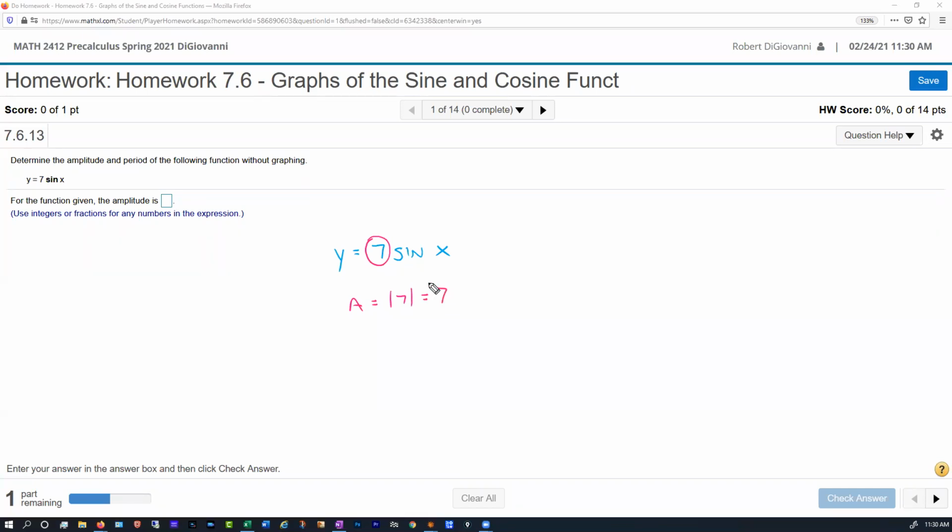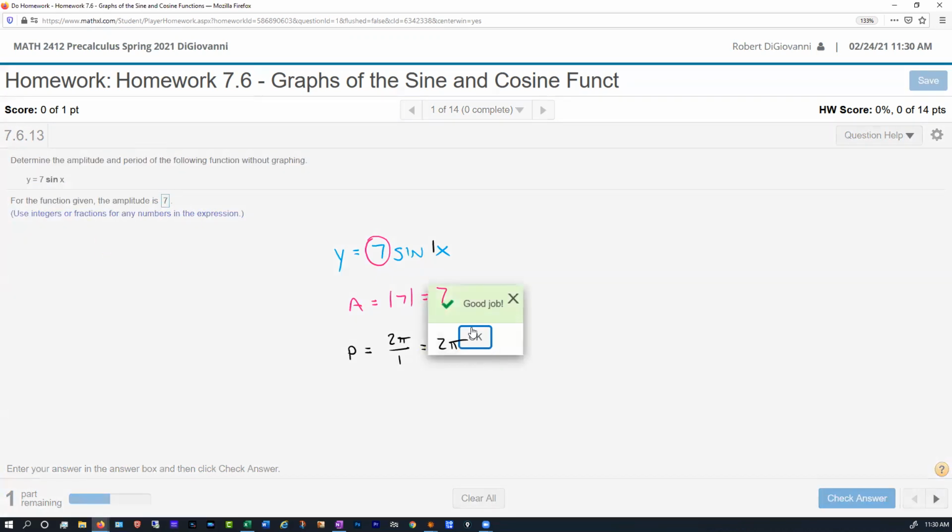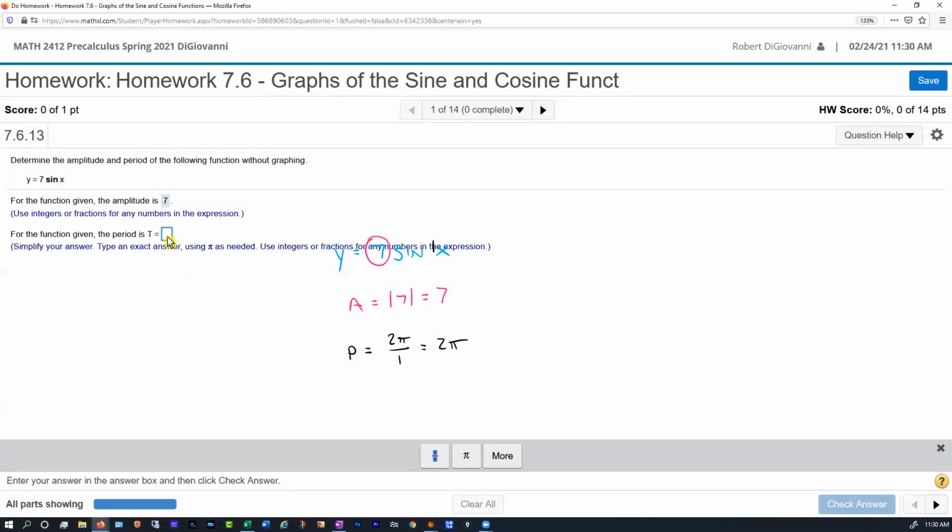And then the period, we get that by looking at the number in front of x here, which is 1. And so to find the period, I'll call it p, we always take 2 pi and divide it by that number in front of the x, which is 1. So we just get 2 pi. All right. So the amplitude is 7 and the period is 2 pi.